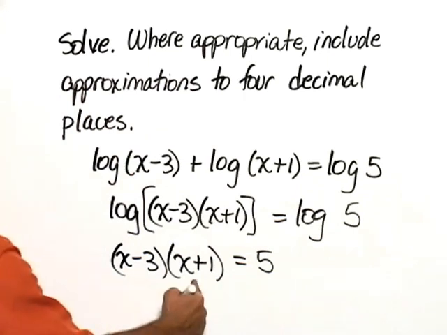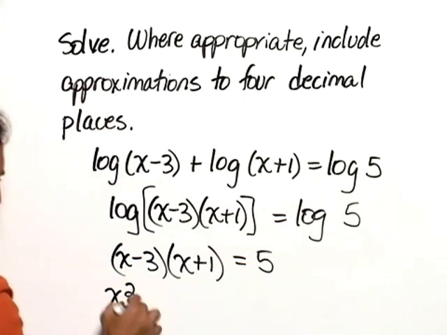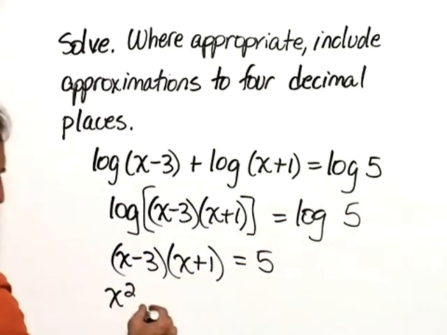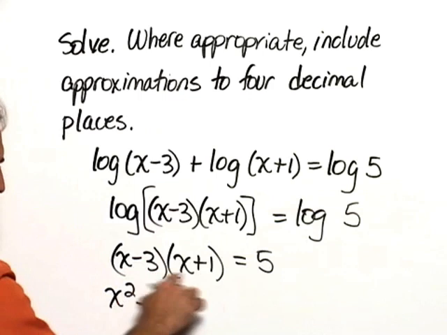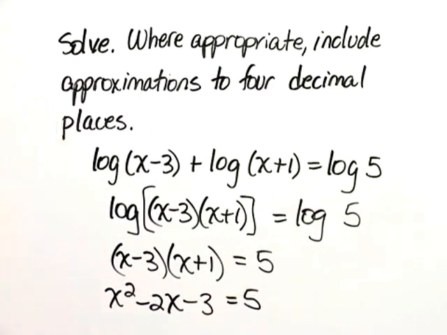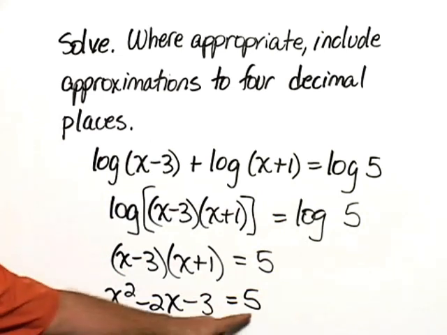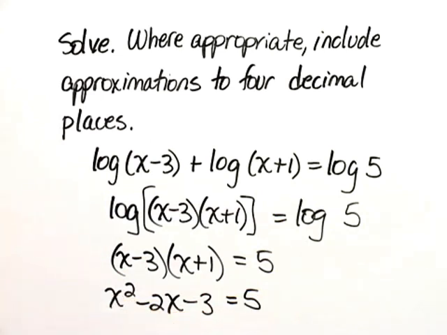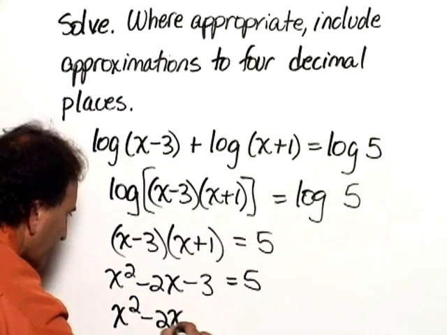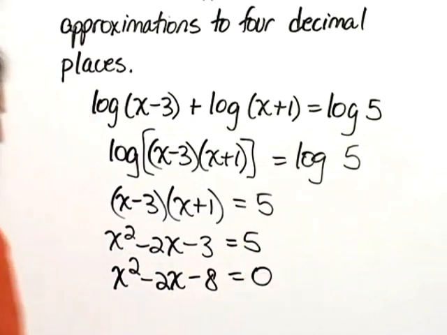Let's expand out the left-hand side. We would have x squared, and then the middle term is negative 3x plus 1x, so minus 2x. The last term is minus 3, equals 5. Since it's a quadratic, we'll subtract 5 from each side, getting 0 on the right-hand side. So we have x squared minus 2x minus 8 equals 0.